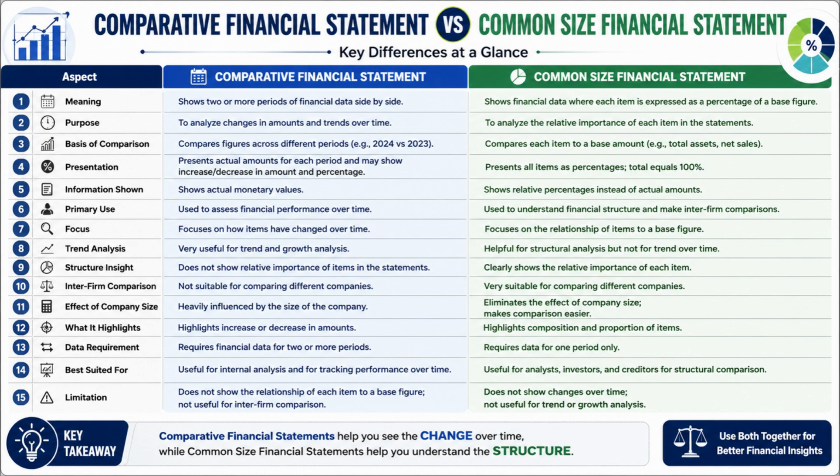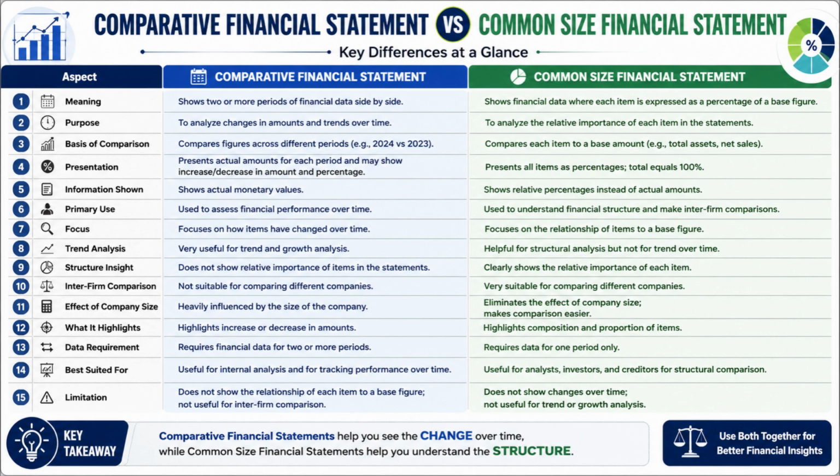In this video, we will discuss the differences between comparative financial statement and common size financial statement. A comparative financial statement is used to compare financial data of two or more accounting periods, whereas a common size financial statement presents each financial item as a percentage of a base figure.